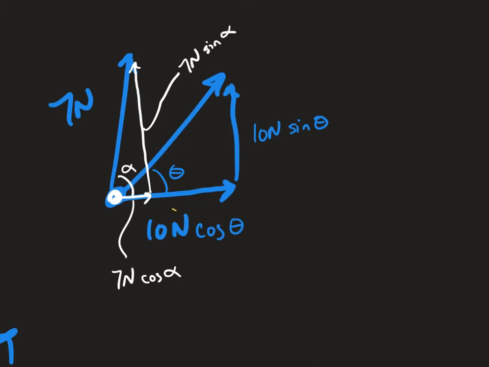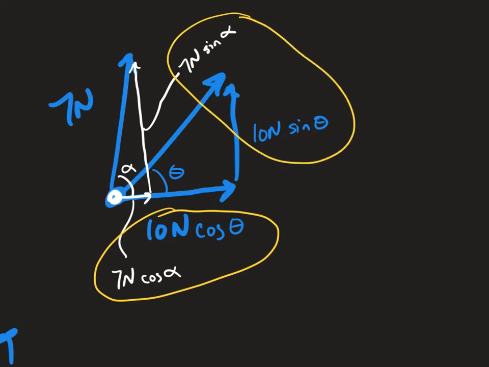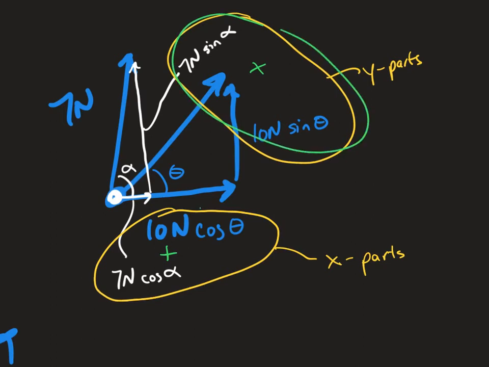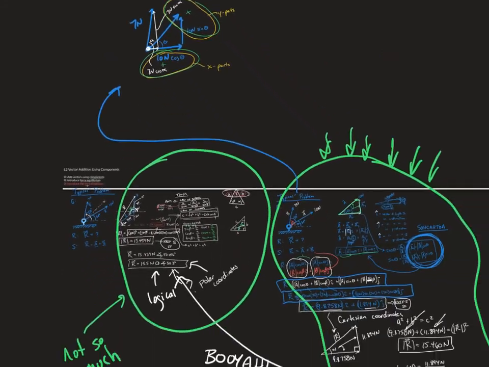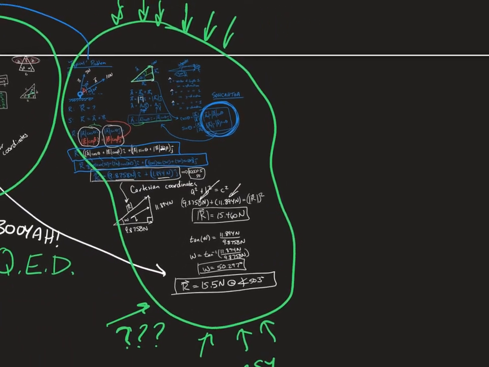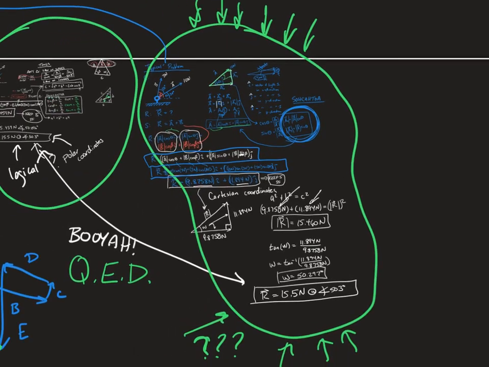Basically I'm saying, let's take these two x parts and combine them for one giant x part. And let's take these two y parts and combine them for one giant y part. So these are the x parts, these are the y parts. We combine them and make a new triangle: this plus this in the x direction, this plus this in the y direction. That, in a nutshell, was what all this business was. So that is the idea.